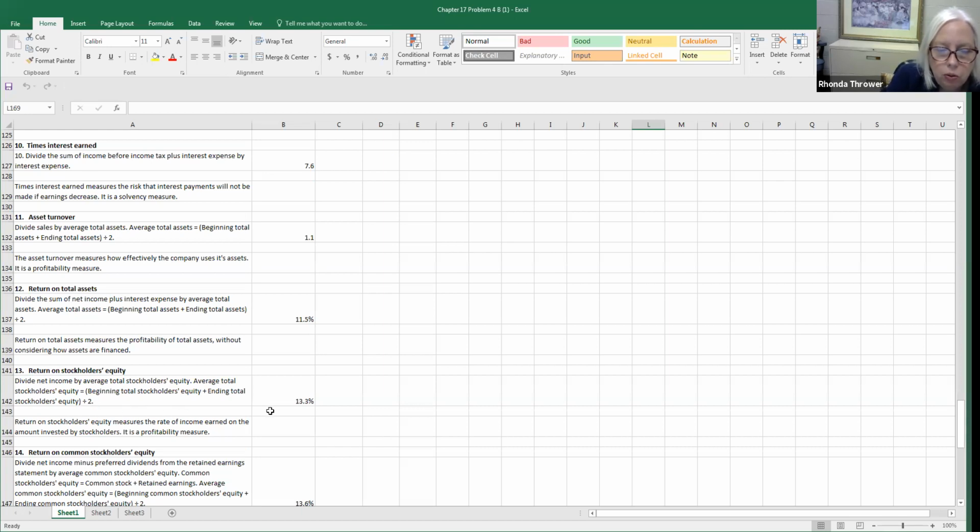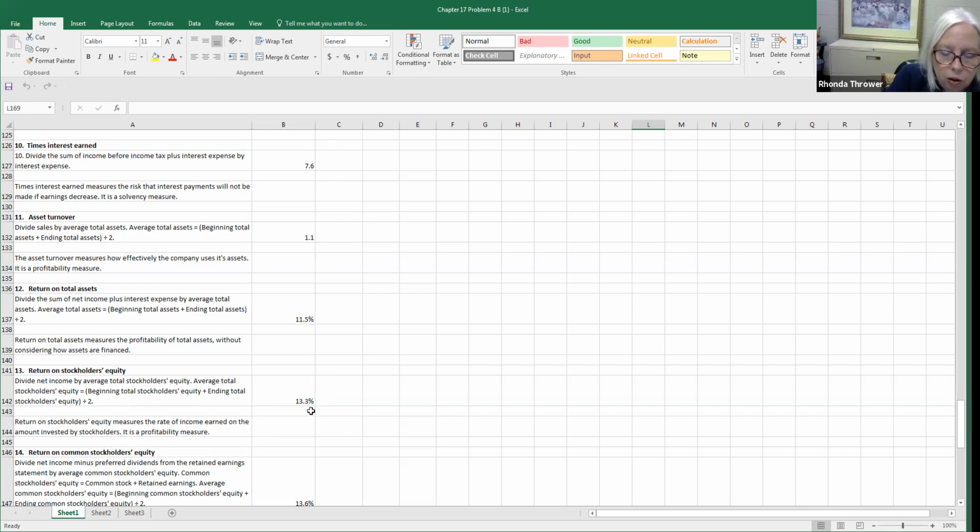What this will do is help us to measure the rate of income earned on the amount that's invested by our stockholders. And it too is a profitability measure. The amount of the return on stockholders' equity is 13.3%.